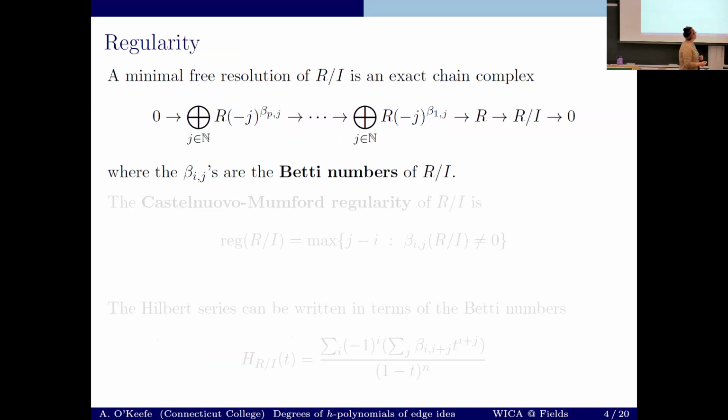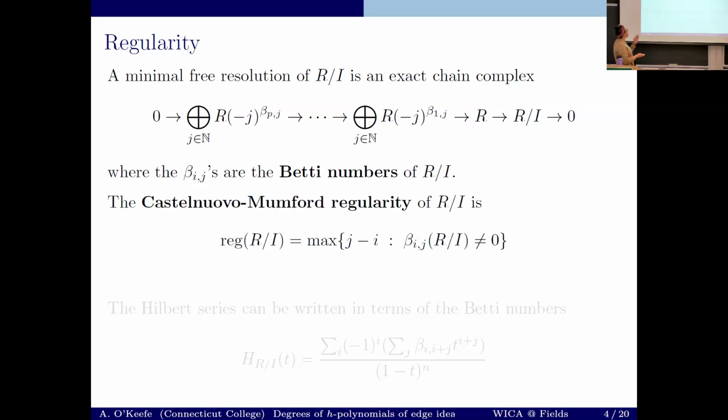So this is a minimal free resolution. It's this exact chain complex. You have these free modules with ranks beta_ij. These are the Betti numbers of R mod I. There are lots of ways to define regularity, and I like this one: the regularity is the maximal shift in the degree twist of the free modules in the ith homological degree.